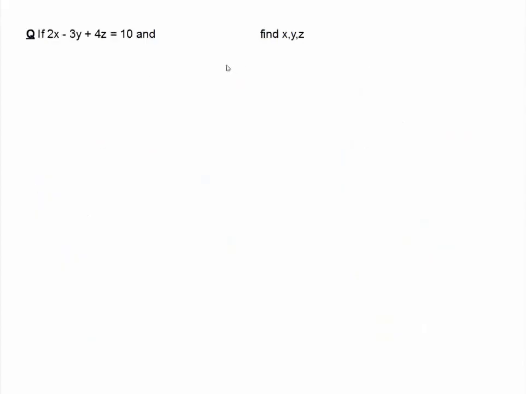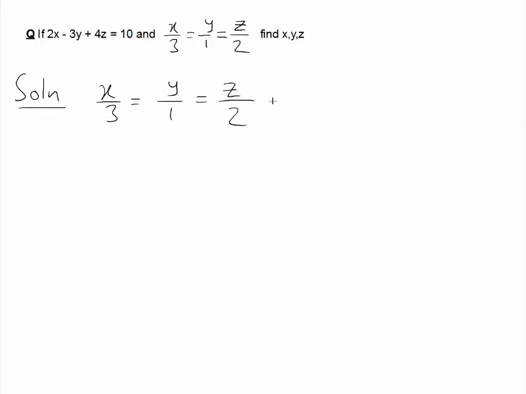Now in this question, 2x minus 3y plus 4z equals 10, and it's also given that x by 3 equals y by 1 equals z by 2. Just for the sake of clarity, I'll write z as this. Now how to solve this kind of question? Method 1 which we just did will not work here. So we have to try this with method 2. So we will take this whole thing equals k. So the moment we do this, we'll get x as 3k, y as 1k, and z as 2k.